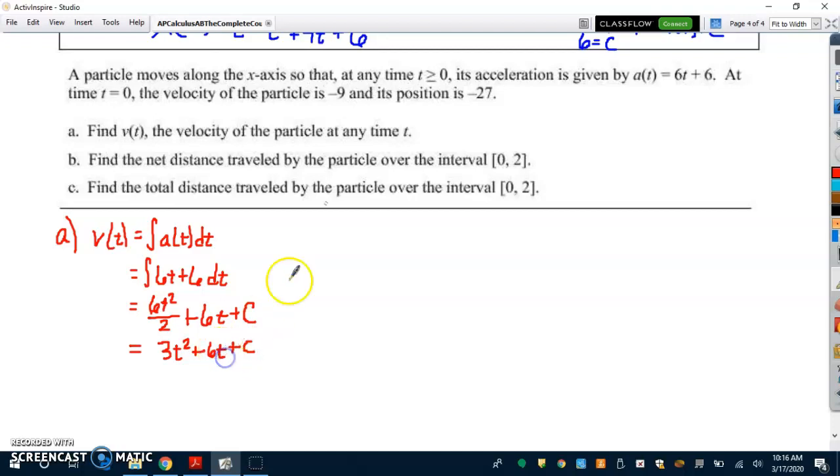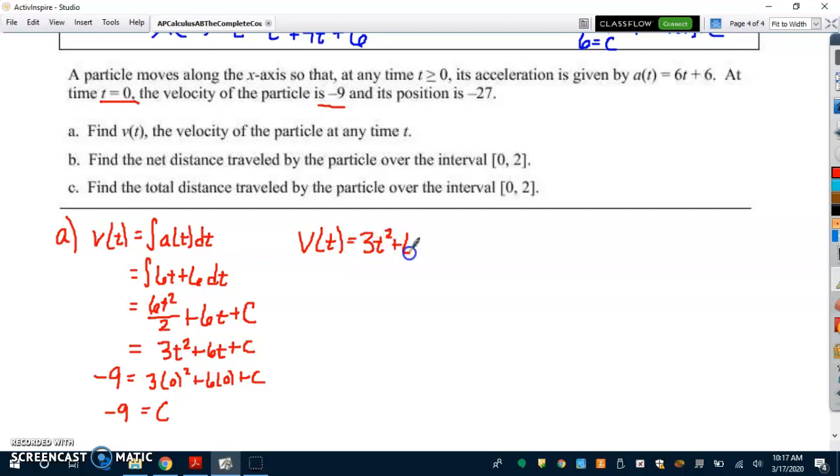Now they've given us an initial condition here. We said at time t equals 0, the velocity is -9. So I know this velocity is -9 when t is 0. So 3 times 0 squared plus 6 times 0 plus c. So c must equal -9 then. So our velocity function is 3t squared plus 6t minus 9.